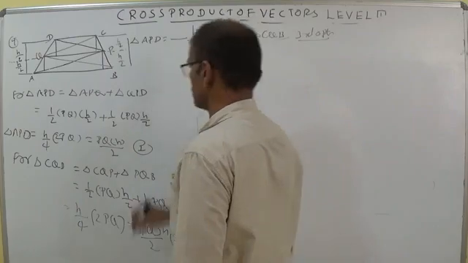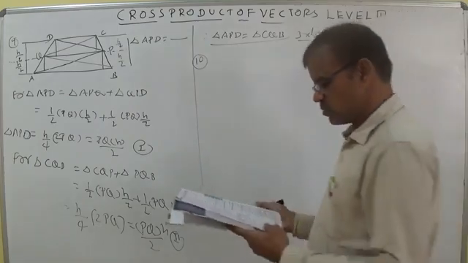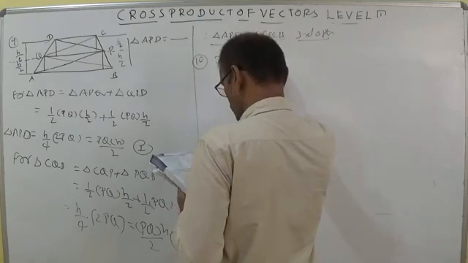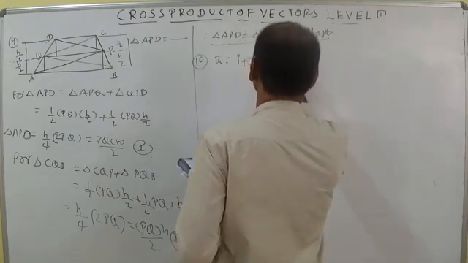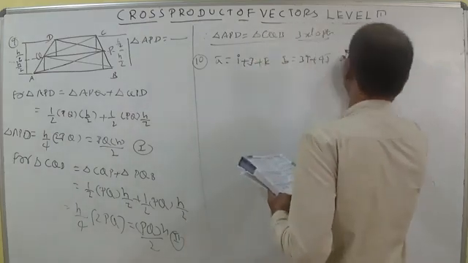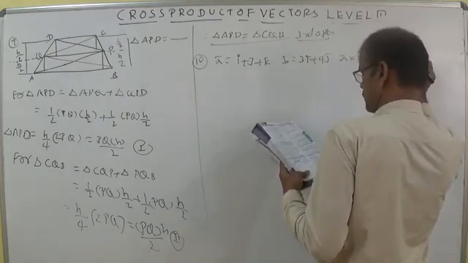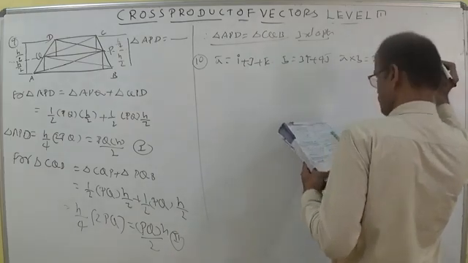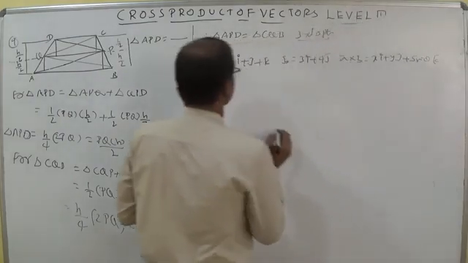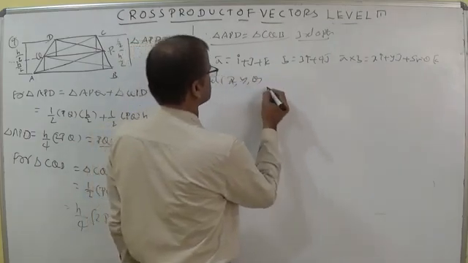Next let us discuss the 10th question. He has given A, B and A cross B, and he is asking for X, Y, theta. Regarding the data, we can say easily A bar is equal to i plus j plus k and B bar is equal to 3i plus 4j, and A bar cross B bar is equal to X i bar plus Y j bar plus sin theta into k bar. Find X comma Y comma theta.